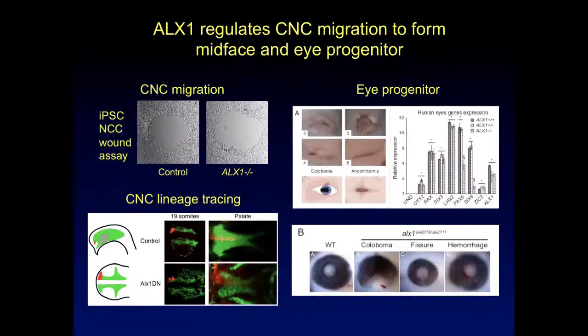And we showed that they have a migration defect. We can see the same migration defect in the lineage tracing of the zebrafish animal. We found that these neural crest cells are a subset that actually is a common progenitor for not only the midfacial tissues, but also the eye, explaining the eye phenotype in the patients. Next slide.